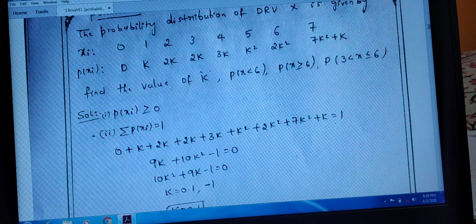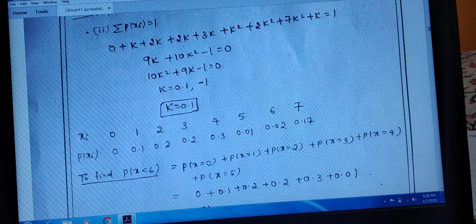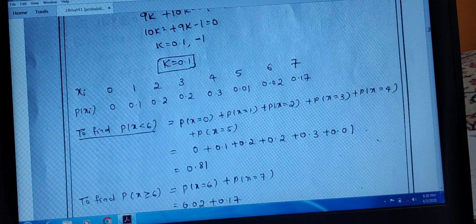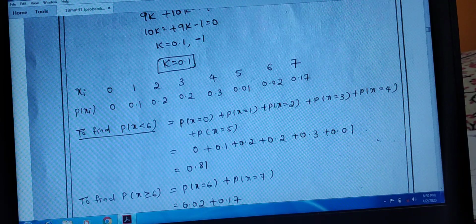Now, after finding the value of k, you have to find the probability of x less than 6. Here you have to look at the symbol very carefully. You have to consider all x values which are less than 6. You should not include 6 because we don't have an equal to sign. The number less than 6 is 5, so you have to take all the numbers till 5 and add them.